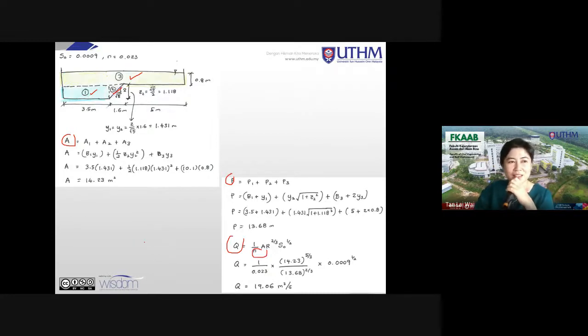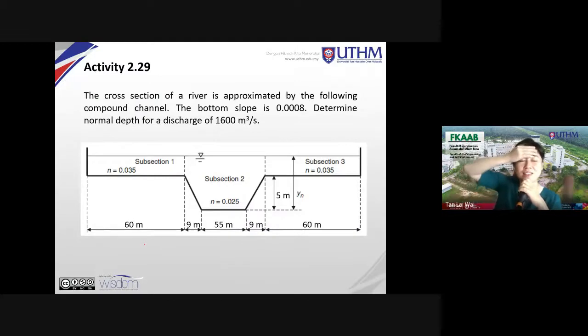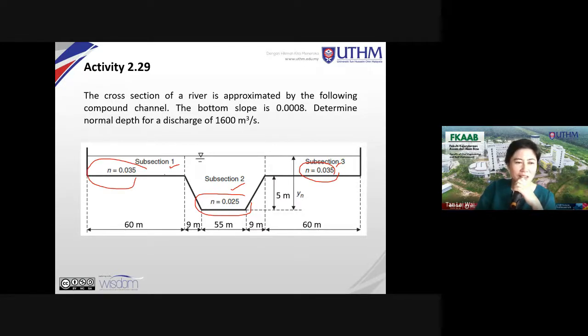Okay, let's take a look at the next case. I thought that would be the last, but no, there are 29. Now in this case, I have subsection 1, 2, 3. Look at this. Manning roughness varies between subsections. Subsection 1 and 3 have the same Manning roughness, but not subsection 2.